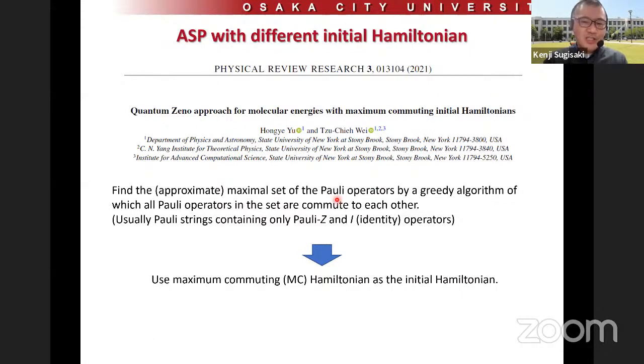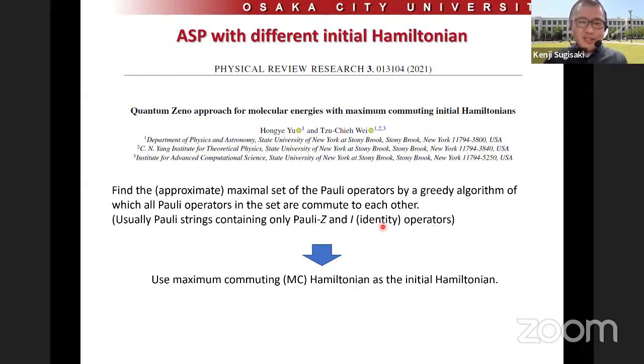So we have a Pauli qubit Hamiltonian described by a linear combination of Pauli operators. First, we find the maximum set of the Pauli operators by a greedy algorithm, in which all Pauli operators in the set commute with each other. Usually, this maximum commuting set is made of Pauli strings containing only Pauli Z and identity operators.